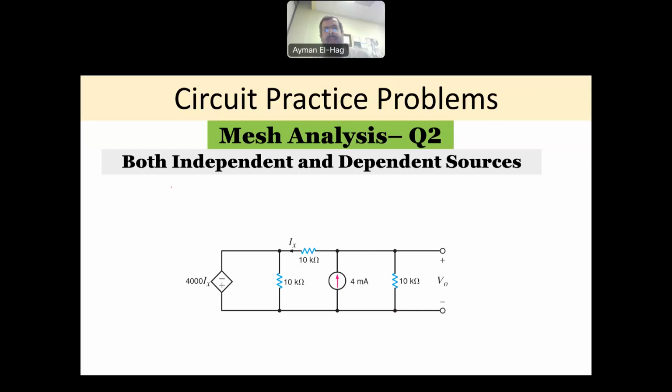Here we will have a mesh analysis question. In this question, we will learn two things. The first one is how to deal with a dependent source. And the second thing: what if the independent source is between two loops, not on the side of the loop? How can we deal with this situation?